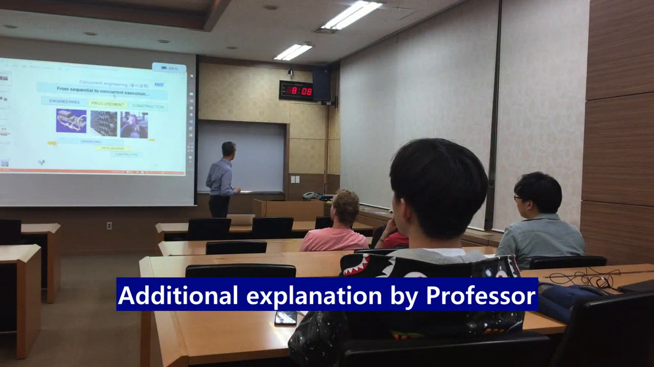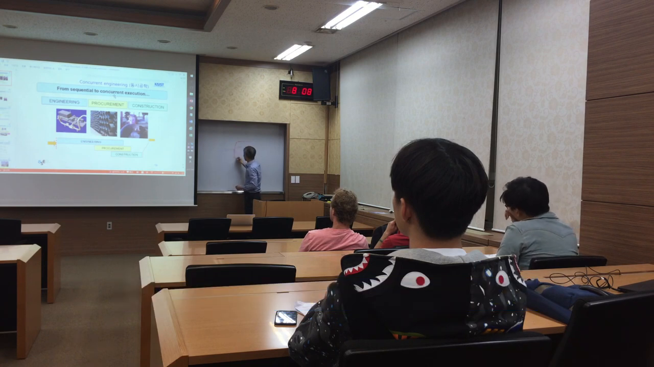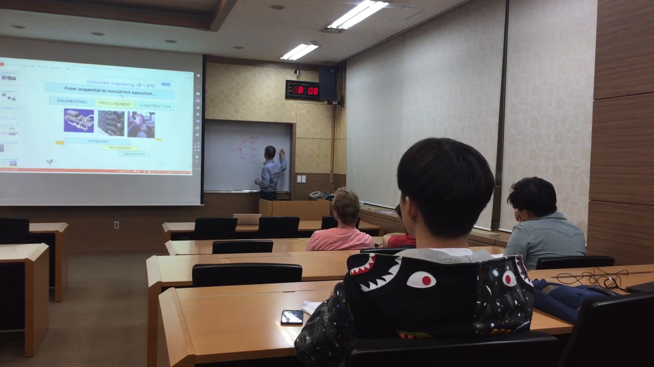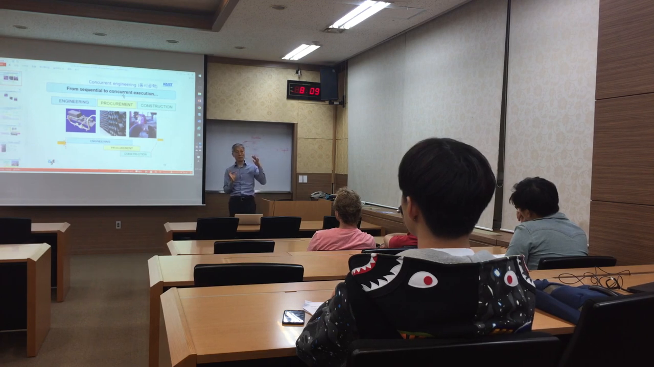Concurrent engineering is something like parallel computing. In parallel computing, work is done in a parallel way. Big work is divided into several processes, handled by different CPUs: CPU 1, CPU 2, CPU 3, CPU 4. And then finally you come back to make the output of the process. So concurrent engineering is something like this, parallel processing. For what? For reduced time.